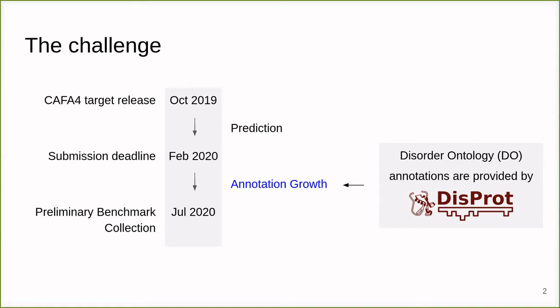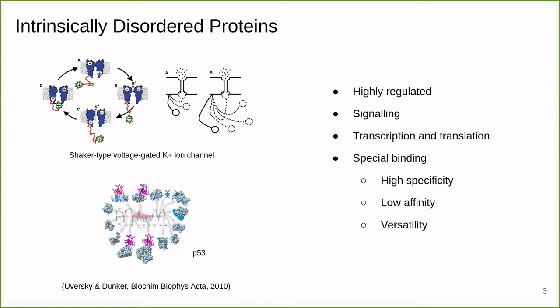For the disorder ontology, we provide annotation from Disprot, and we annotate intrinsically disordered proteins. Intrinsically disordered proteins are a specific class of proteins which contain intrinsically disordered regions, which are regions which don't have a fixed three-dimensional structure. They also are highly regulated. They can be easily accessed by post-translational modification enzymes. They are usually involved in signaling, transcription, and translation processes.